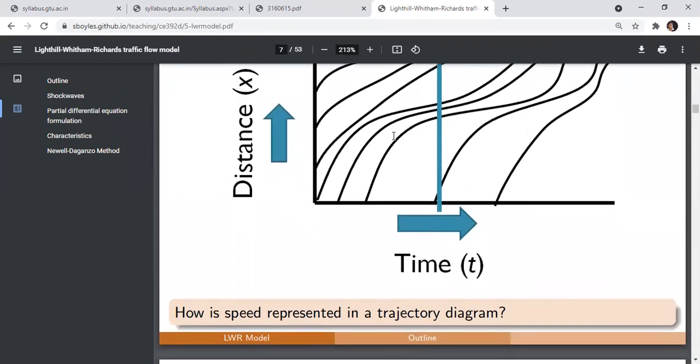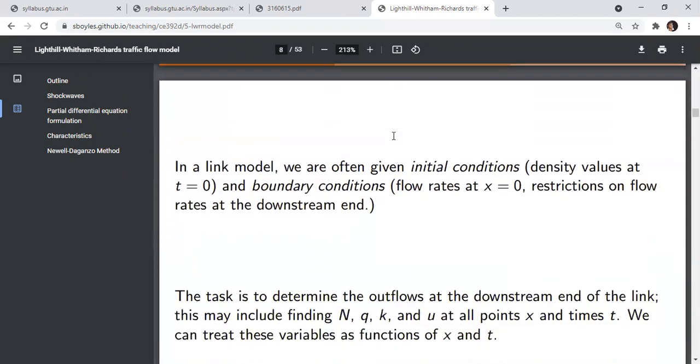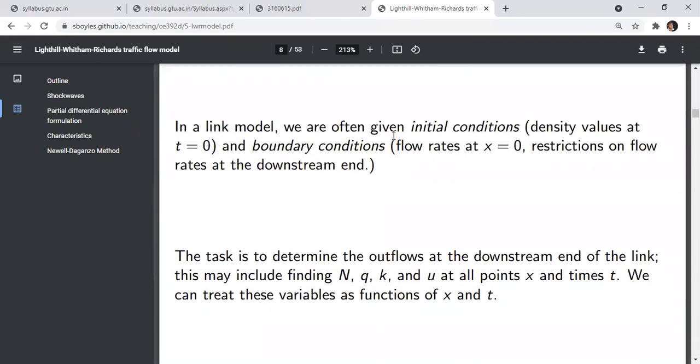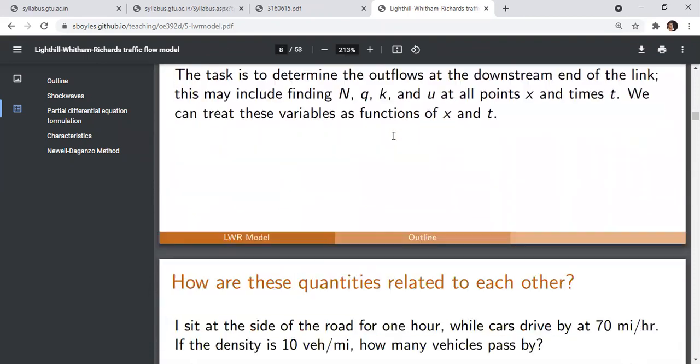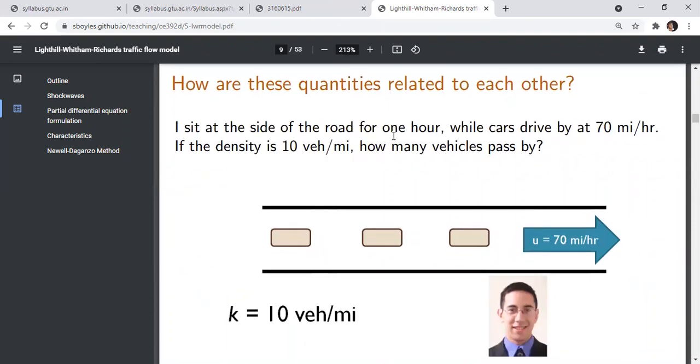How is the speed represented in the trajectory diagram? In a link model, we are often given initial conditions, density values at t equal to 0, boundary conditions, flow rate at x equal to 0, and restrictions on the flow rate at the downstream end. The task is to determine the outflows at the downstream end of the link. This may include finding n, q, k, and u at all points x and times t. We can treat these variables as functions of x and t. How are these quantities related to each other?